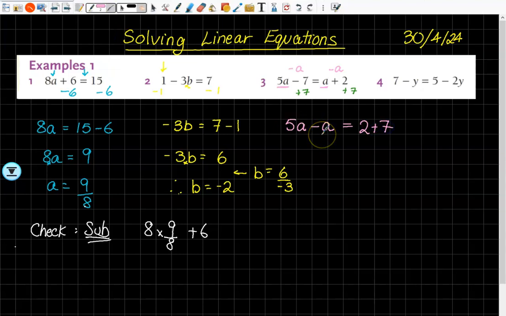What's 5a? Take 1a. 4a. What's 2 plus 7? 9. 4 times something equals 9. Well, I can't do that in my head. I know 4 2s are 8, 4 3s are 12, so it's somewhere in between. How do I get rid of that times 4? Divide by 4. So it's 9 over 4.